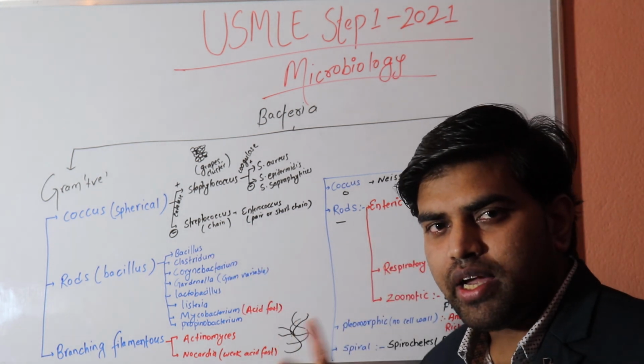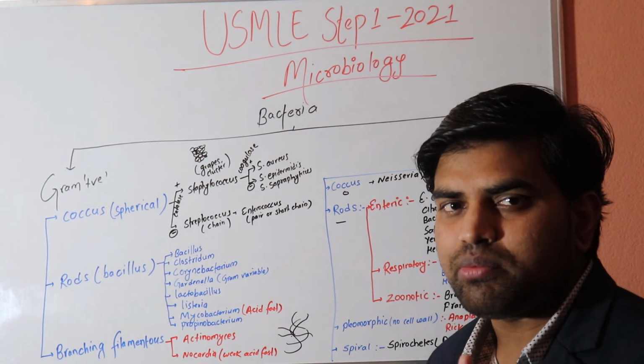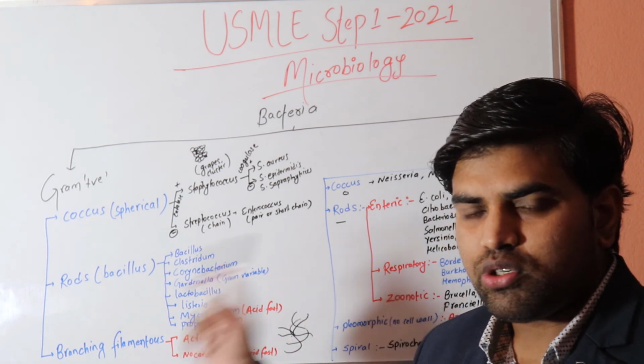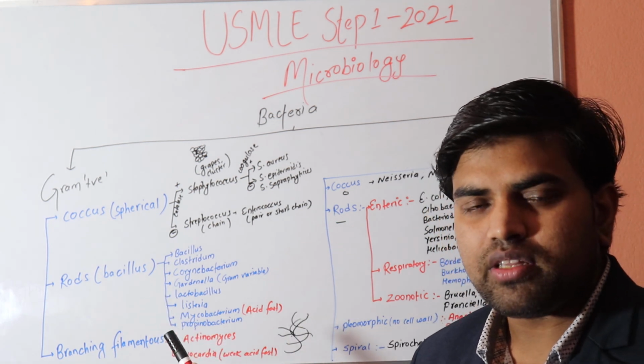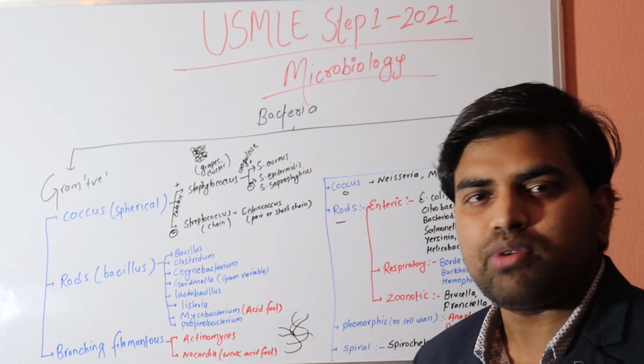At the end of this lecture, you have to understand the terms gram positive and gram negative. Gram positive are the crystal violet organisms, gram negative are the pink organisms. Most of the gram positive are spherical, that is cocci. Most of the gram negative are rods, with a few exceptions that we have to remember.